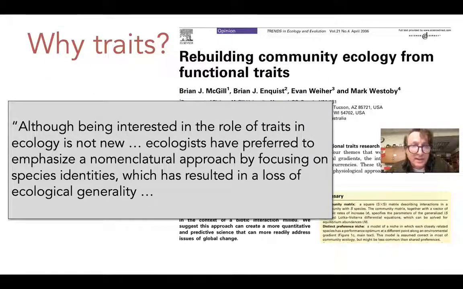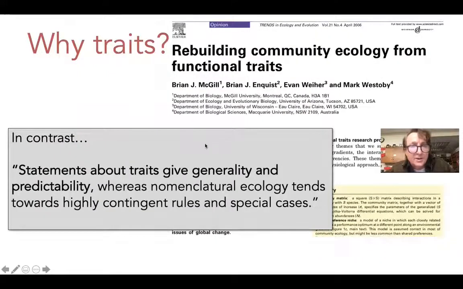And so historically, ecologists have preferred to emphasize this nomenclatural approach. That is an approach of going out in the world and putting names on species and looking at species diversity. So this nomenclatural approach focuses on species identity. And in general, we think that this has resulted in a loss of ecological generality. That is, it's not a very strong measurement about the world. But in contrast, if we focus on traits, statements about traits give more generality and predictability, whereas this nomenclatural approach to ecology tends toward being highly contingent.